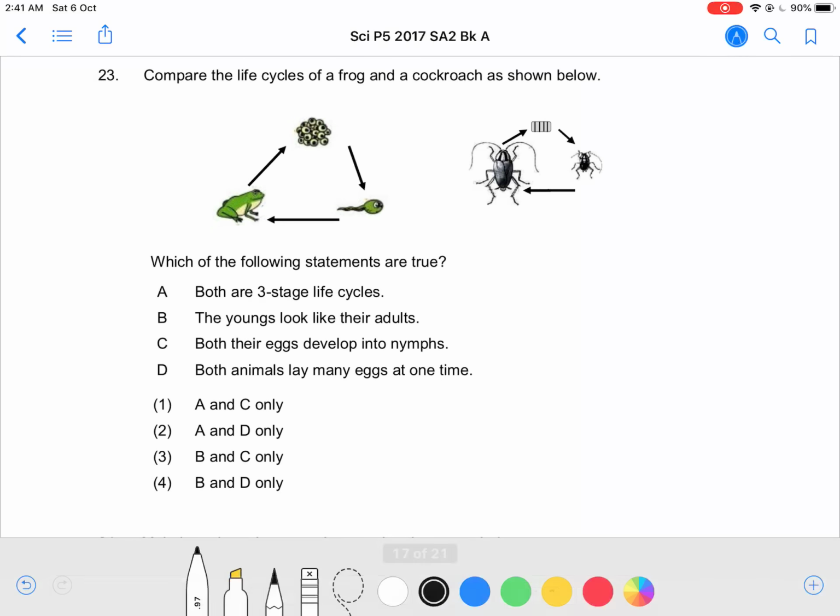Question 23. Compare the life cycle of a cockroach and a frog. So both have 3 stages. The young look like the adults is nonsense because the tadpole doesn't look like a frog. Both eggs develop into nymphs, that's nonsense also. Both animals can lay many eggs at the same time, which is possible. Cockroach, tadpoles, a lot. Alright, so the answer will be A and D. Answer is number 2.